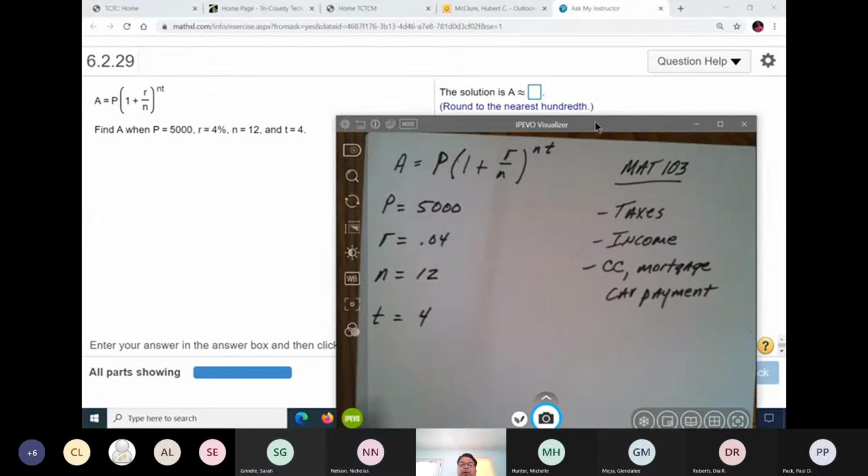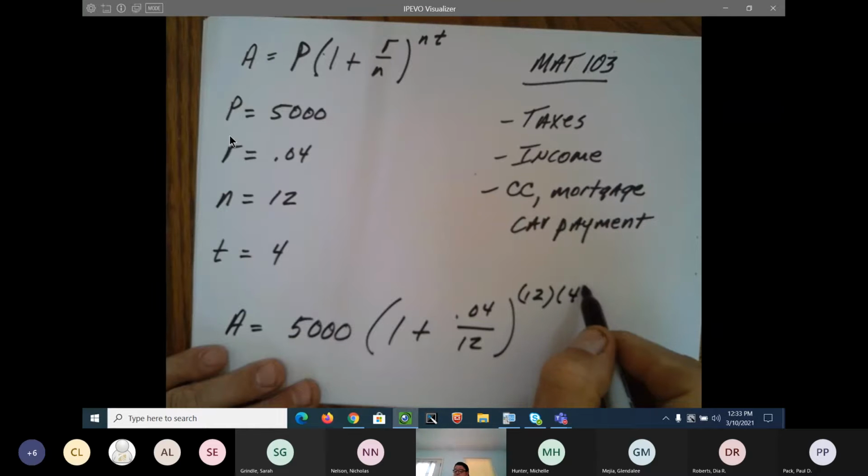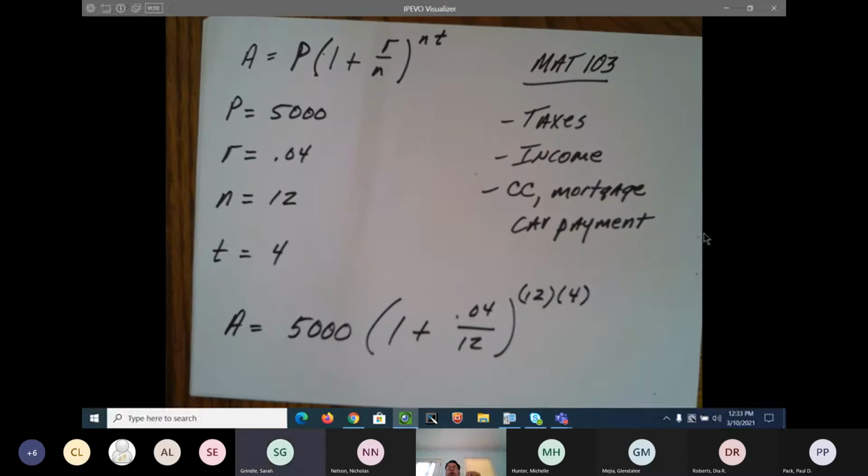Now I'm gonna plug it in, but I'm not going to do a lot of writing with the calculator, because you shouldn't need to. The only thing you should write down now is A is equal to 5,000 times 1 plus 0.04 over 12 raised to the 12 times 4 power. And that's all you should do for this problem.